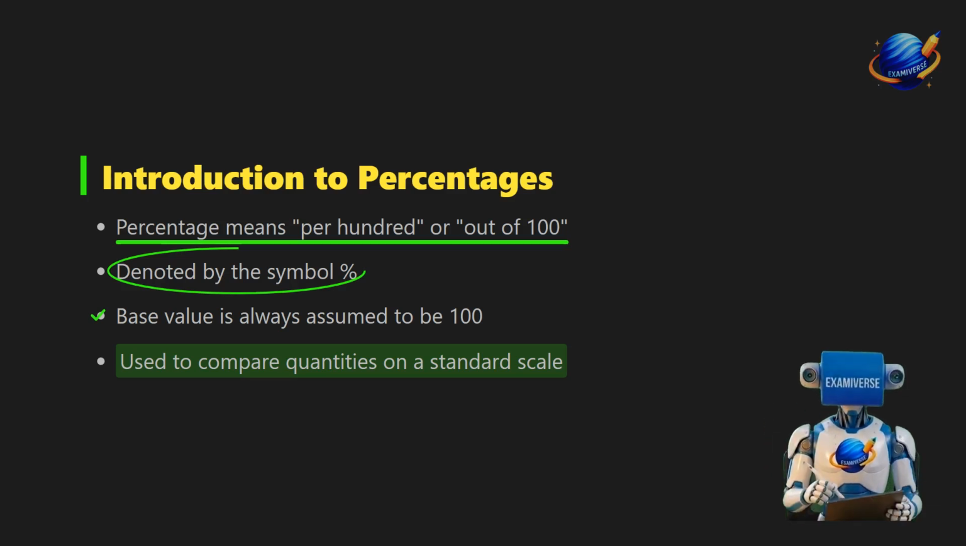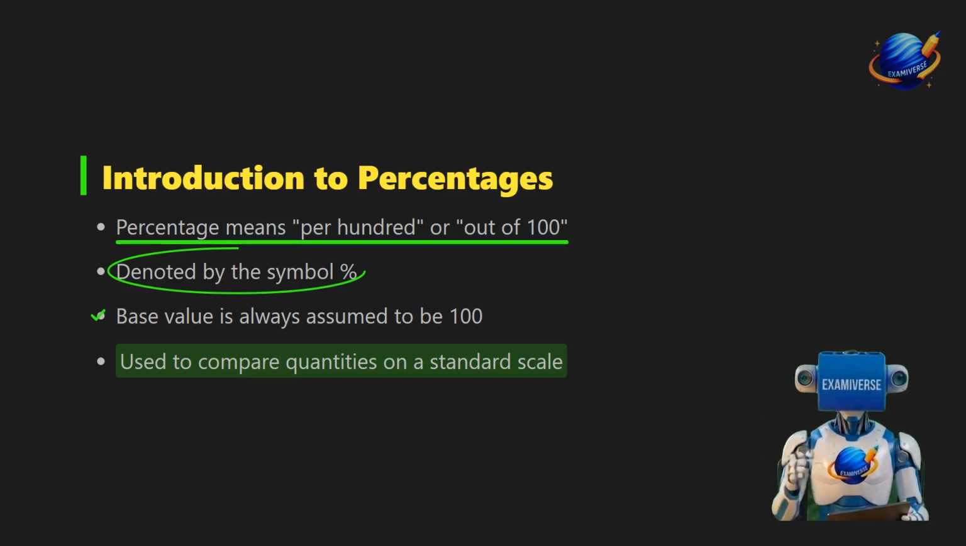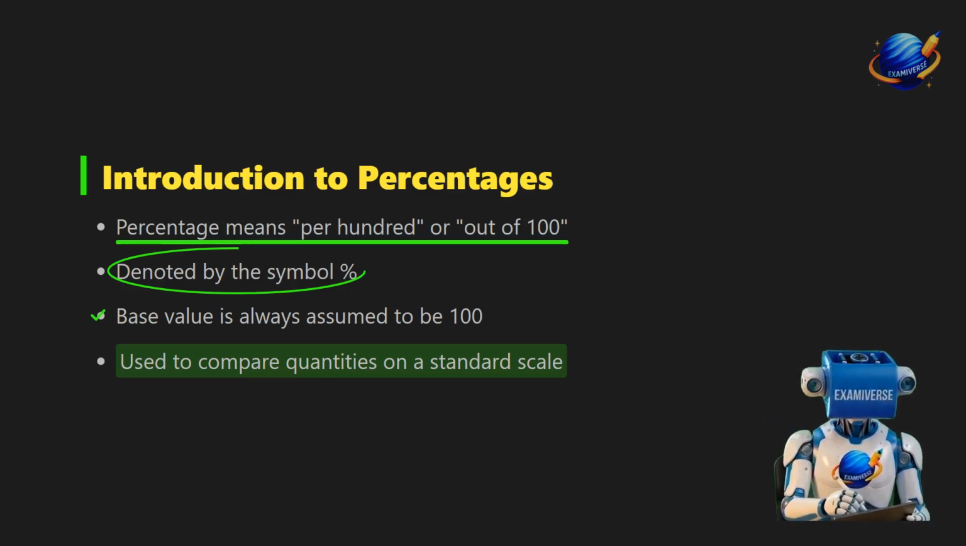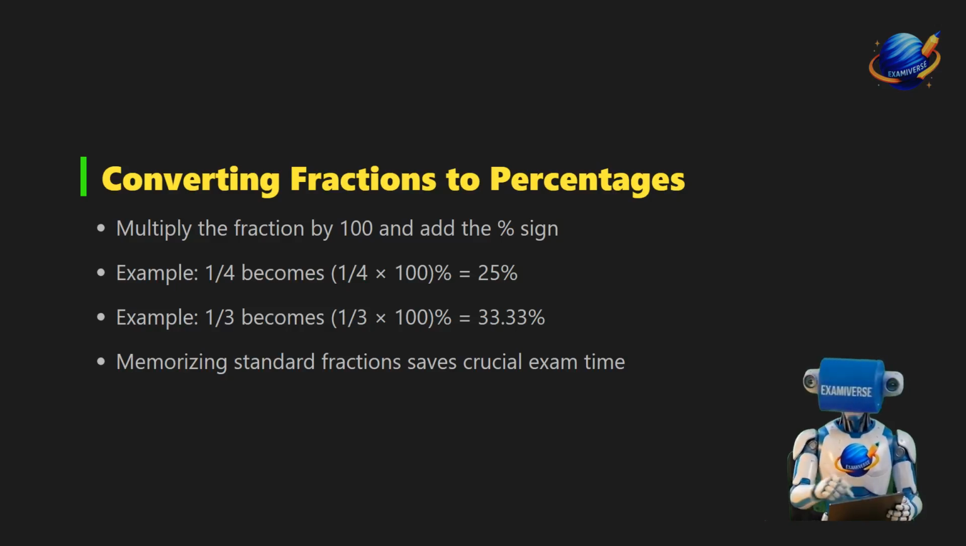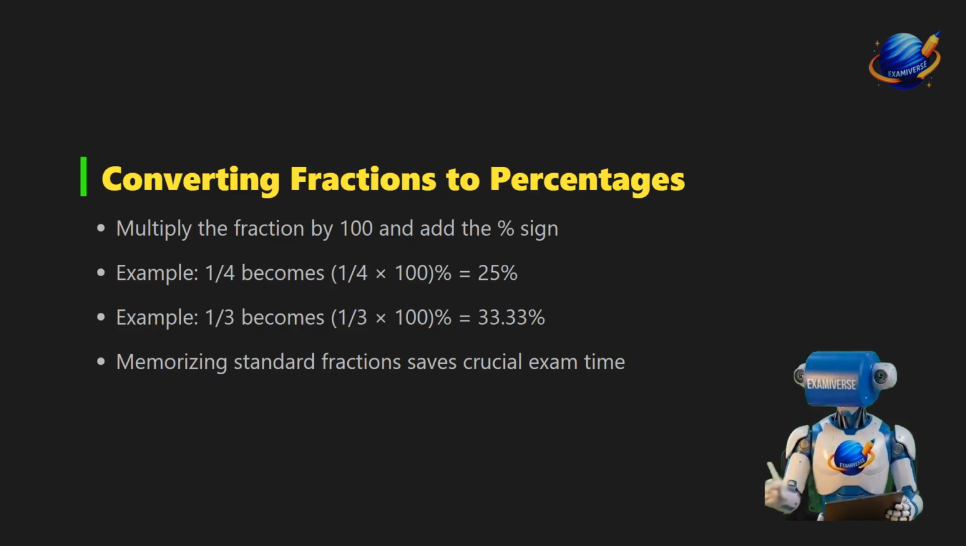Understanding this core concept of the base of 100 is the secret to solving complex arithmetic problems quickly in your exams. We will build everything upon this simple foundation. Now here's the key thing that separates average students from top rankers: speed. And speed in this chapter comes from mastering the conversion of fractions to percentages.